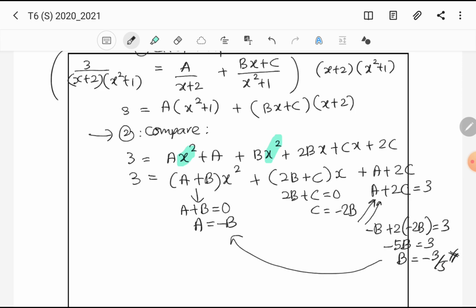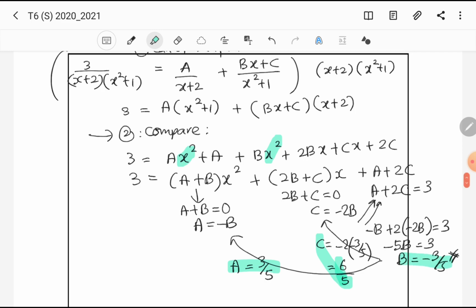We substitute into the first equation, meaning that A equals to negative of negative 3 over 5 will be positive 3 over 5. And the last one, we find C. C equals to negative 2 times negative 3 over 5. So, C equals to 6 over 5. Very good. Okay, so we have A, and we have C, and B.